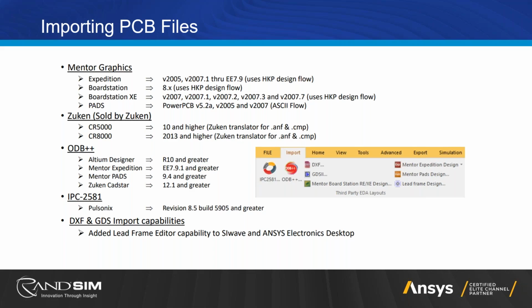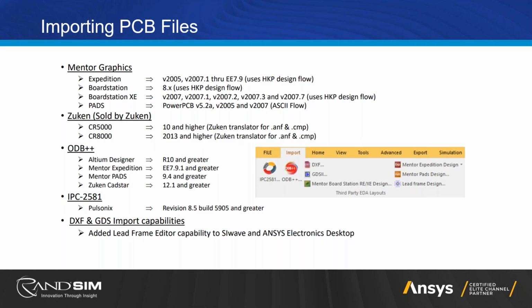Most commonly, we see IPC 2581 and ODB++. So the difference really here between importing different types is the quality and the amount of data that comes in. For example, ODB++ is going to give you those layer, trace, stack up, pad stack information, trace names, differential pairs, all that kind of stuff that you would expect.